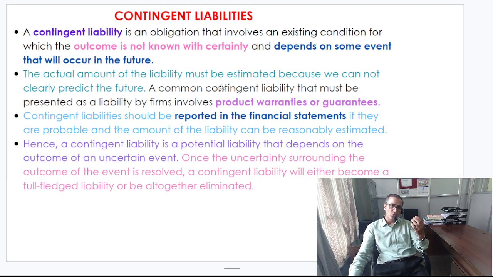One example of a contingent liability is the product warranty or guarantee. Contingent liabilities should be reported in the financial statements if they are probable and the amount of the liability can be reasonably estimated. So estimation of the product warranty is important.